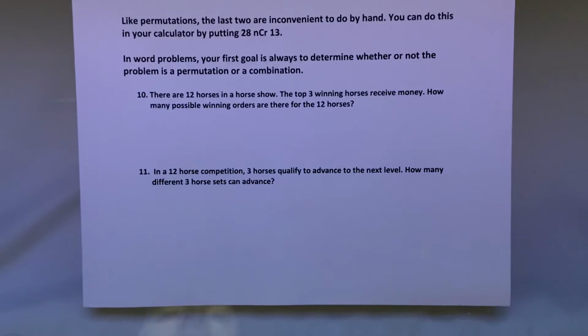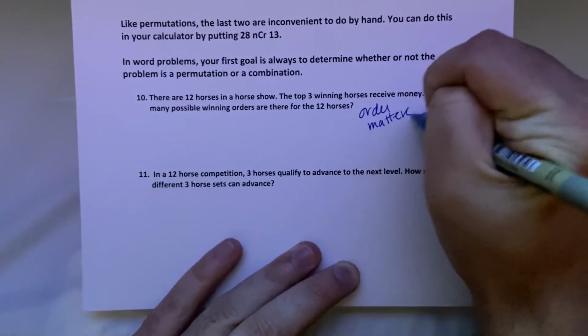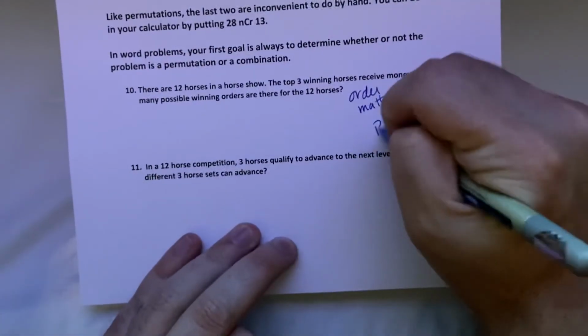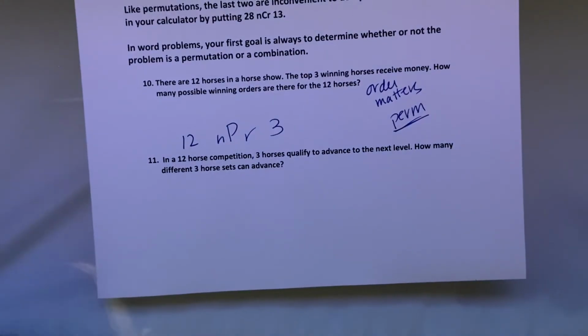So in a word problem, your first goal to determine if it's permutation or combination is if order matters. So there are 12 horses in a show. The top 3 winning horses receive money. How many possible winning orders are there? Well, if the prizes are different, then I would say order matters. Usually first place wins more. If order matters, it's a permutation, which means you'll do 12 nPr 3 in the calculator.